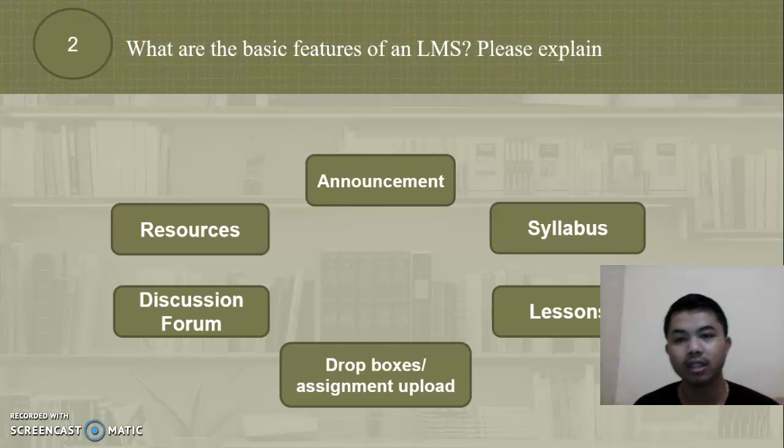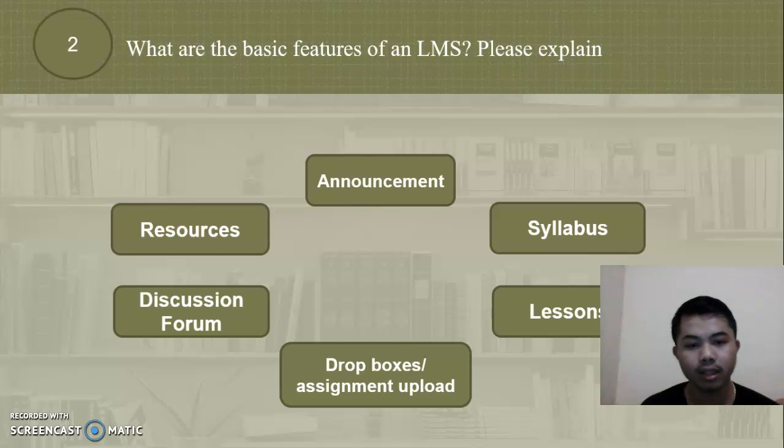And the second question is, what are the basic features of an LMS, and please explain. The first is announcements. Teacher announcements are usually the first thing students see when entering an online course. And second is syllabus. The syllabus feature is an essential component of the course environment. It provides the structure of the course and outlines course expectations.